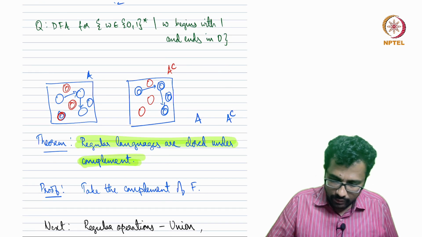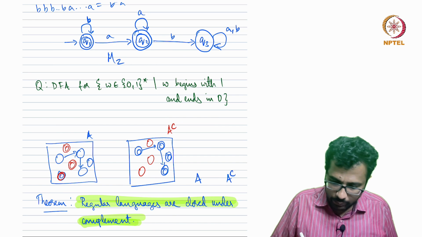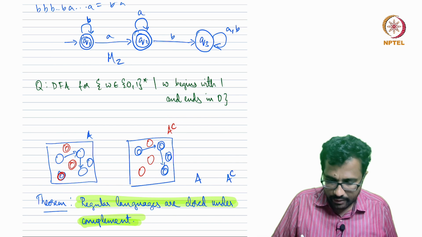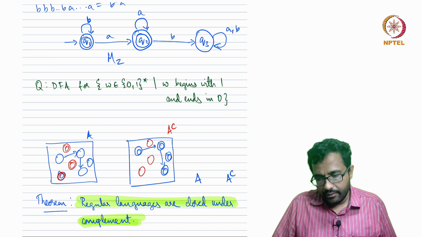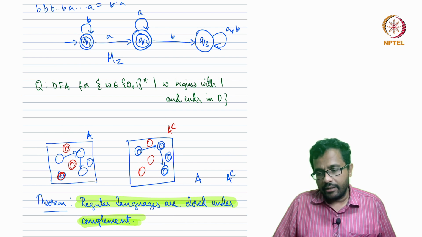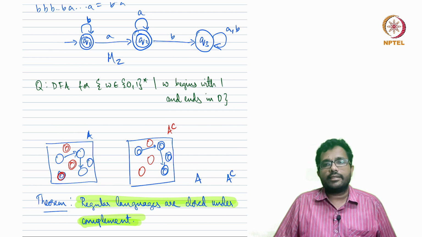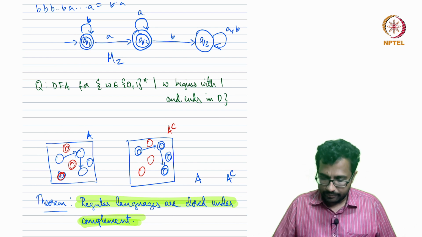I have one more question here that you can try. Set of all binary strings where the string begins with 1 and ends in 0. So try to construct this as well.